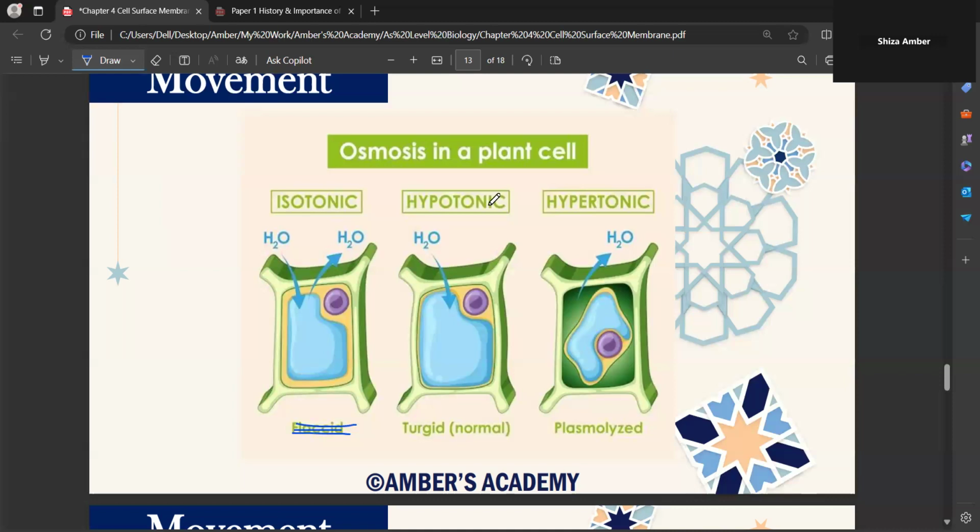and it will result in swelling of the plant cell. The swollen plant cell is known as turgid. So when we place a plant cell in a high water potential or hypotonic solution, this plant cell will become turgid. Then when we place a plant cell in a solution which has low water potential, or is hypertonic, it will become plasmolysed because the water will move out of this plant cell.